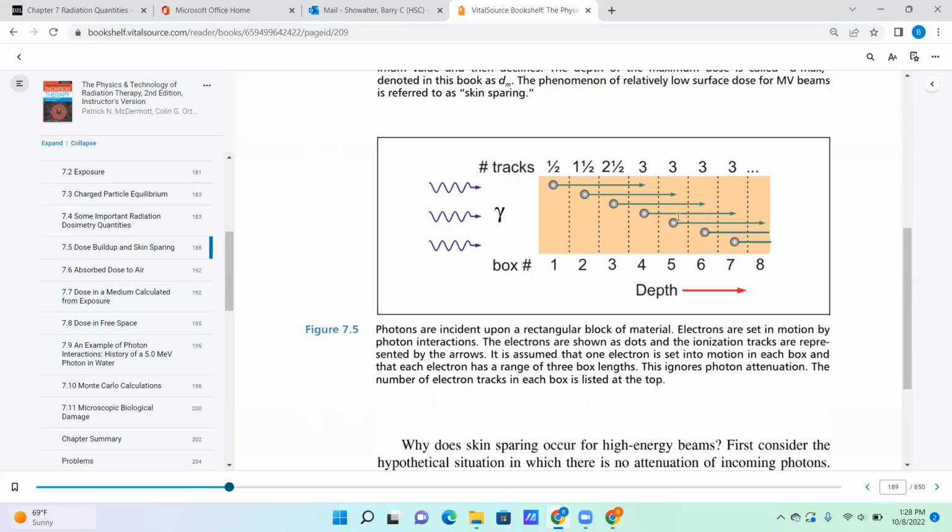And here's another figure for us to look at. Photons are incident upon a rectangular block of material. So let's say you've got a phantom here. You've got the electrons set in motion by photon interactions. The electrons are shown as the dots, and the ionization tracks are represented by the arrows. So the photon comes in, hits this electron, and you can see the track going.